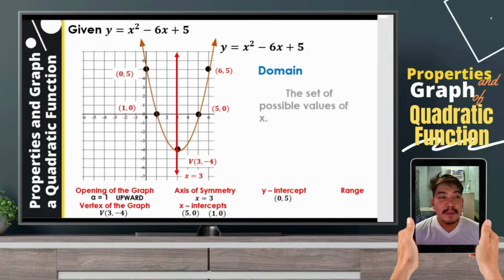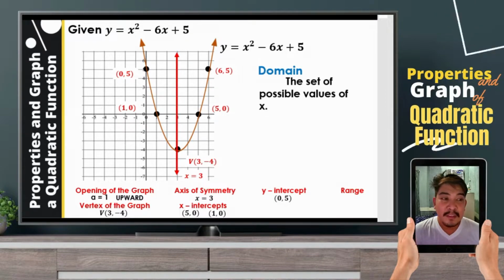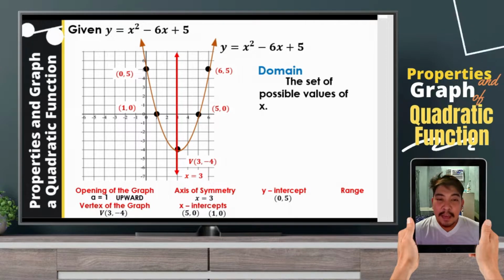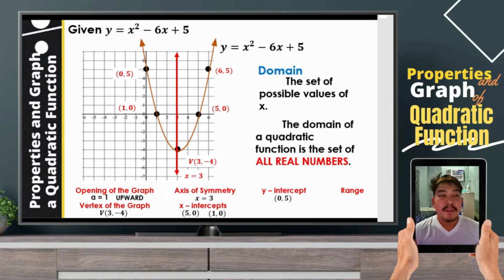So when we talk about the domain, these are the set of possible values of x. Since our parabola, which opens upward or downward, extends from left to right, the domain of a quadratic function will be the set of all real numbers. So this will be true for all quadratic functions.